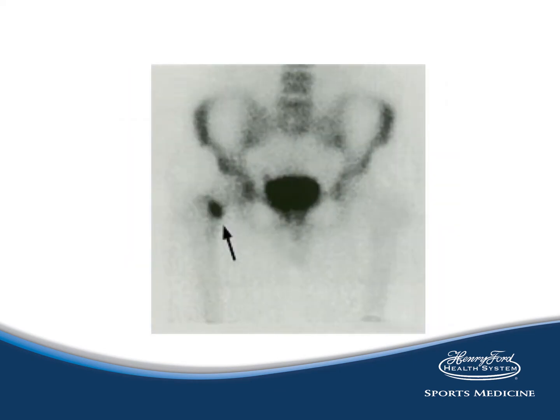Here is a bone scan that shows increased uptake in the femoral neck, and it certainly appears to be on the inferior margin or on the compression side, but it is somewhat difficult to tell. Here is another bone scan image that shows increased uptake in the femoral neck, and again, probably on the compression side, but difficult to tell.